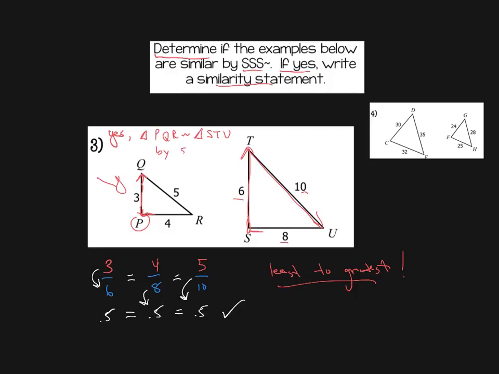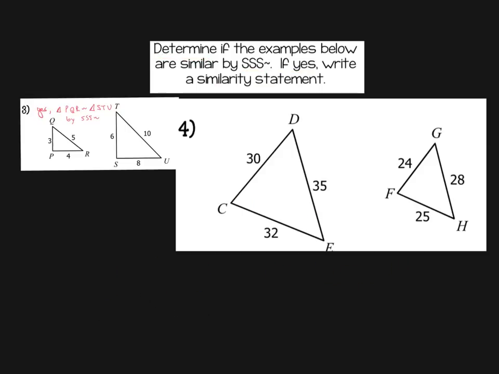By side, side, side, similarity. Okay, so let's try that again. We are going to list the 3 sides from least to greatest. The smallest side I see here is 30, so I'm going to say 30. The next size bigger is 32, and the largest side is 35.